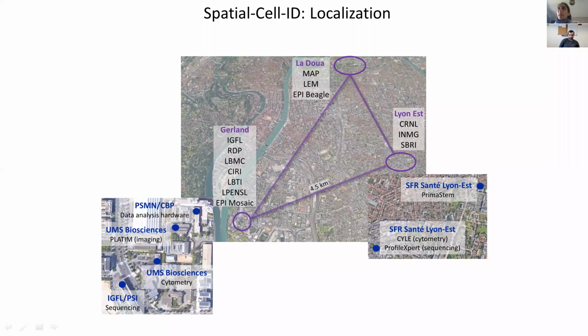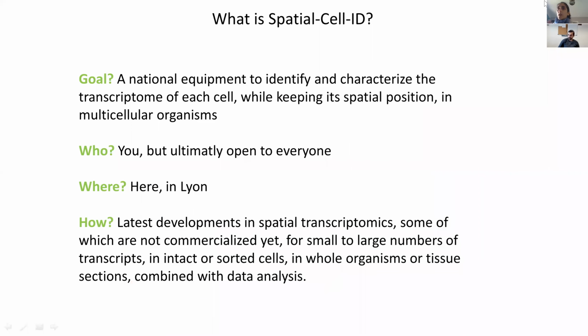And so how are we going to do that? So what we propose to do is to actually incorporate the latest developments in spatial transcriptomics, some of which are not even commercialized yet. And we really want to be able to study a large variety of different types of samples, small or large number of transcripts, intact or sorted cells, whole organisms, tissue sections, anything you can think of, basically, and combine all these different experiments with the appropriate data analysis, which is going to be a very important part.